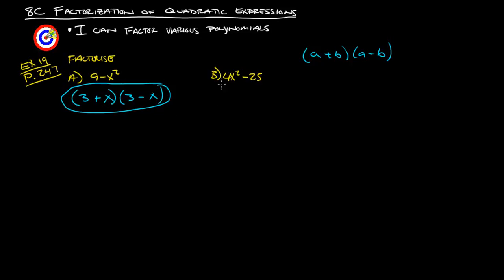Okay, b is also a perfect square minus a perfect square, so I'm just going to take the square root of both of these. Square root of 4 is 2, square root of x squared is x, and then the square root of 25 is 5. So 5, 5, one is positive, one is negative. Okay, that's just a nice little difference of squares problem.